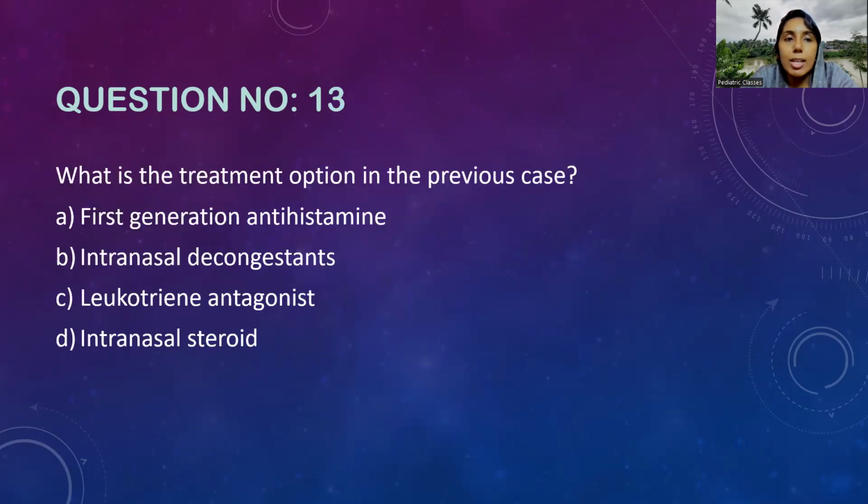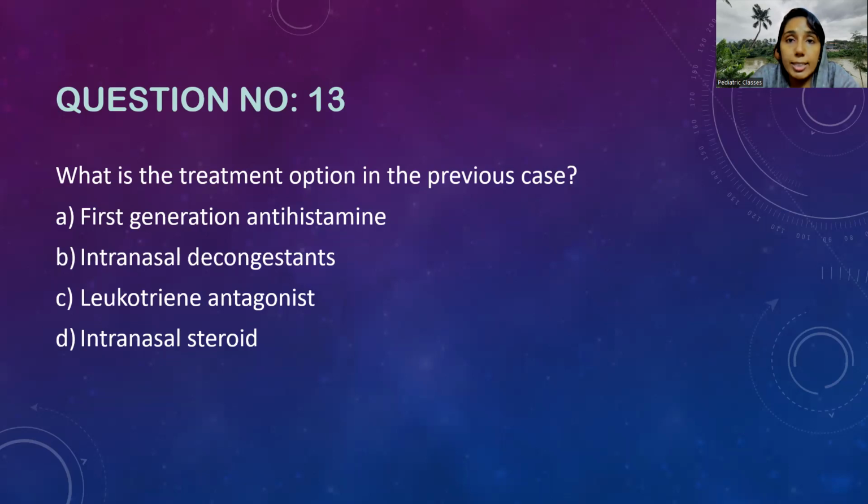Okay. Now, what is the treatment option in the previous case? Option A, first generation antihistamine. Option B, intranasal decongestants. Option C, leukotriene antagonist. And option D, intranasal steroids. We have discussed that the child is having moderate to severe persistent AR. First generation antihistamine is generally given for mild intermittent types. What is the difference between first generation and second generation antihistamines? You already know, it is about the sedating properties. The first generation is more sedating than the second generation.